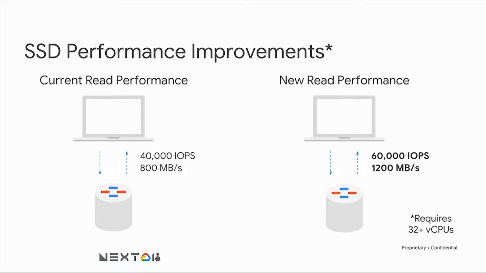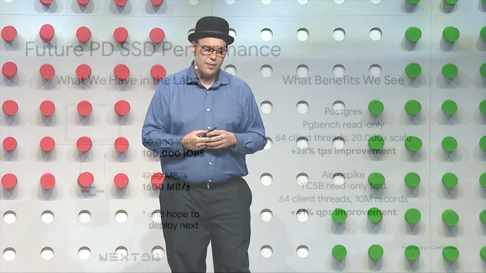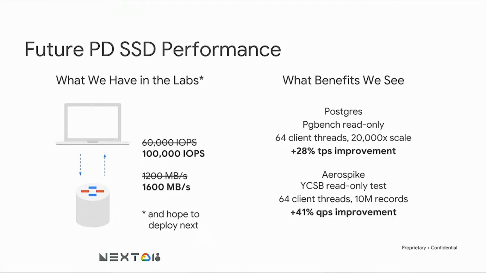Now, as I said, we're always working on performance, and we're not stopping there. So we do have something in our performance labs that we're working on. And this is a number of changes baked in together, but as you can see, we're getting all the way up to 100K IOPS and 1.6 gigabytes of bandwidth. And the most exciting thing for us is how that translates into real-world performance. On the right-hand side, you can see we did some read-only benchmarking against Postgres and Aerospike and saw almost a 30% improvement on Postgres and over a 40% improvement on Aerospike.